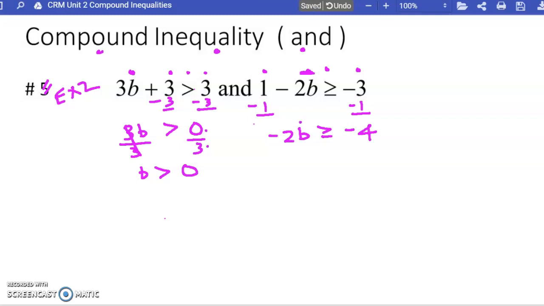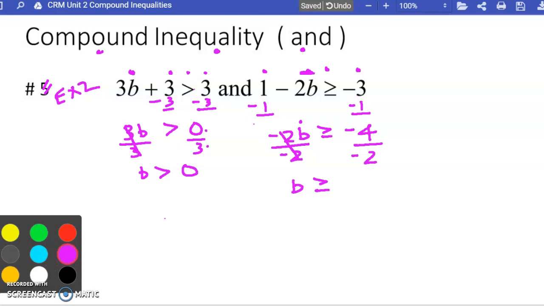I need to isolate that b term, so I'm going to divide by negative 2, undoing the multiplication of negative 2 times b. Negative 2 over negative 2 is 1. Dividing the other side by a negative 2. Bringing down my b. b is greater than or equal to, oops, almost made a mistake there.